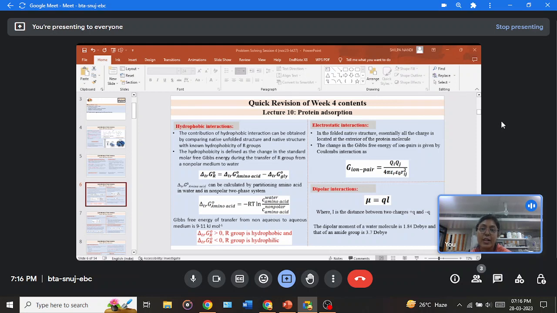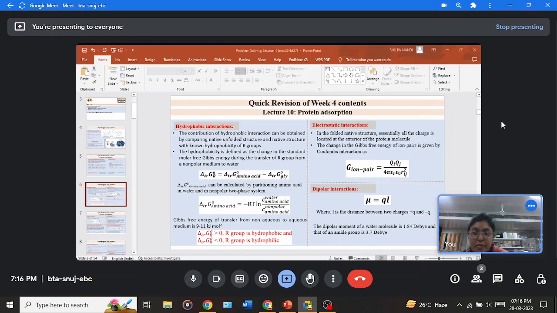So the contribution of these hydrophobic interactions can be obtained by comparing the native unfolded structure and the native structure, with known hydrophobicity of R groups. So the equation can be related as the change in the Gibbs free energy of the amino acid minus the change in the Gibbs free energy of glycine. So why glycine here? Glycine has a functional group H, and hence we are comparing it with the native unfolded structure.